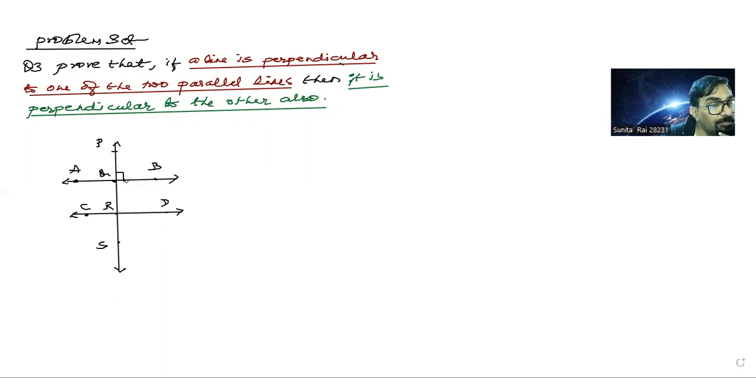ओके, पहला वाले के साथ आपको प्रूव करना है जो ग्रीन में कॉन्सिक्वेंट, you prove it. It is perpendicular to the other. This line here is perpendicular to CD. So see here, what I have drawn, I'm going to write it.